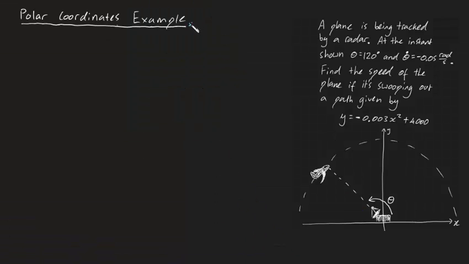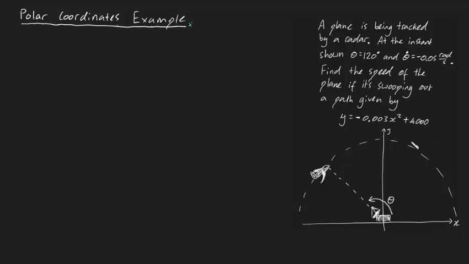G'day guys, in this video I'm going to be showing you a polar coordinates example problem. A plane is being tracked by a radar. At the instant shown, theta is equal to 120 degrees and theta dot is equal to minus 0.05 radians per second. Find the speed of the plane if it's swooping out a path given by this expression just here.